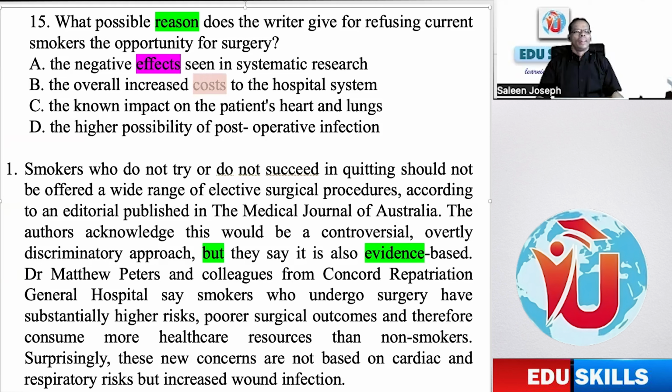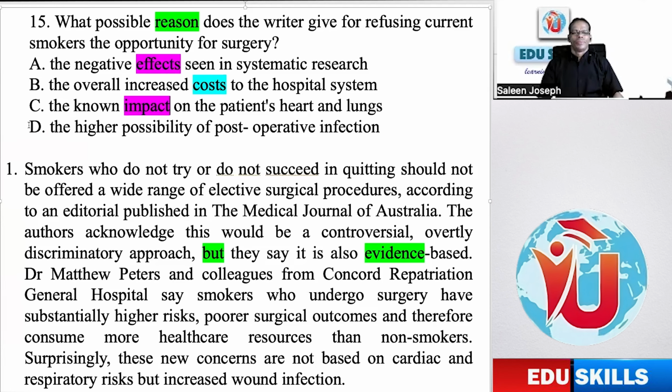Anything else? Second one, what is the hedging word? Cost. Okay, cost. Then the third one, impact. Can it be the answer? No, because they are asking about reason, and effects and impact are the same, so that cannot be the reason.